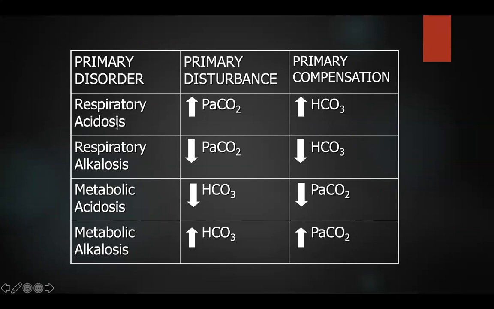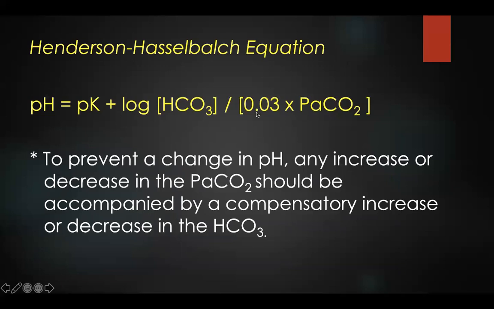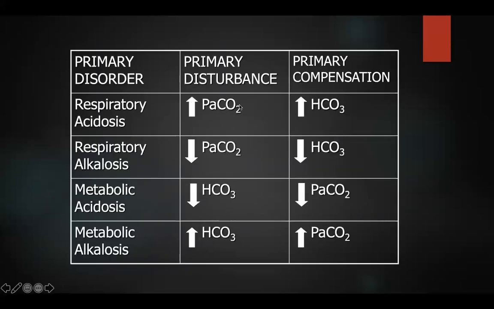Again, if it's acidosis, you would expect that the pH is less than 7.35. In respiratory acidosis, it's the PaCO2 that is high. Based on the Henderson-Hasselbalch equation, if you have an increase in PaCO2, what would happen? The primary compensation should be an increase in bicarbonate.